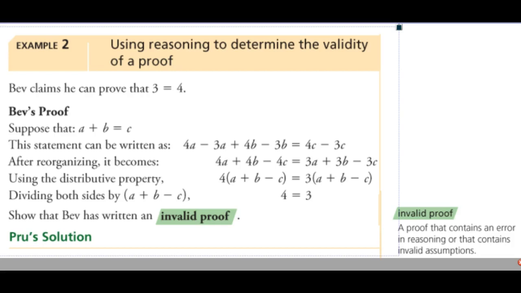He divided by A plus B minus C, and it's the same thing as 0. A plus B minus C is equal to 0, and you can't divide a proof by 0. It makes it invalid. So that's where he went wrong on that. Okay, let's cruise through to another example.